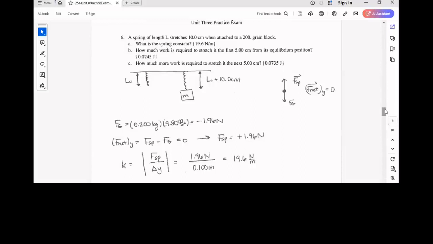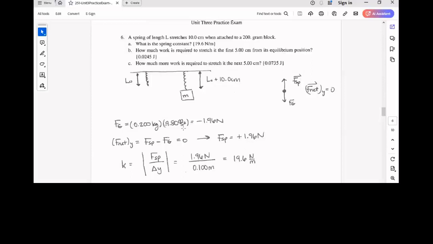Okay, so first off, we've got a spring and a block that begin at equilibrium. So the spring is stretched out, but I know that the forces acting on the block cancel. So F spring is exactly as big as it needs to be to counteract the gravitational force, and F net in the y direction is going to be 0. I don't know the initial length of the spring, but I can call that L0, and I know that the stretched length is L0 plus 10 additional centimeters.